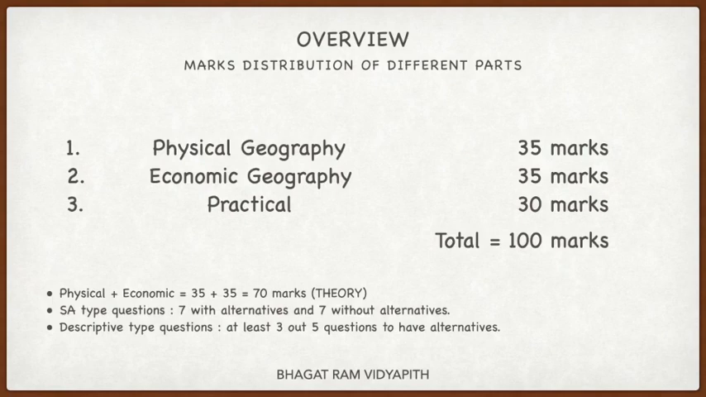In descriptive type questions, at least 3 out of 5 questions will have alternatives. It might be possible that 4 or all 5 of them have alternatives, but that is a rare case. However, at least 3 shall contain alternatives.